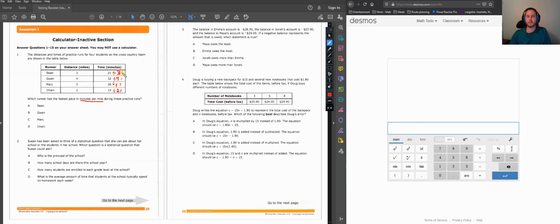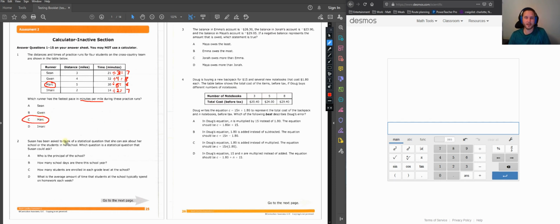And naturally, if you've ever raced somebody, the person with the shortest time is the winner, because you finished the race in, say, 5 minutes instead of 10 minutes. So, Sean, 21 divided by 3 is 7. 32 divided by 4 is 8. 30 divided by 5 is going to be 6. And 14 divided by 2 is 7. So the fastest person out of all of them was Mark for number 1.